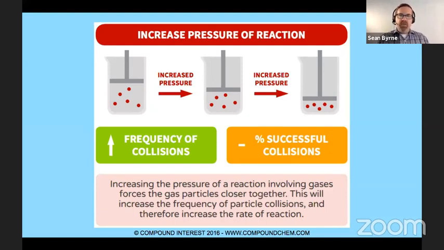Here's increasing the pressure. So this is really increasing pressure by decreasing volume, right? What we see here is the piston is compressing the gas particles into a smaller area. So of course that means we will have more collisions. If temperature stays the same, we are not going to have a different energy of collisions, but we would have them happening more often. And so that would increase the rate.